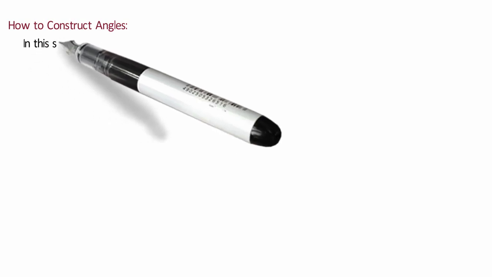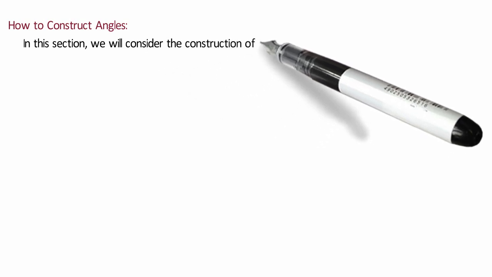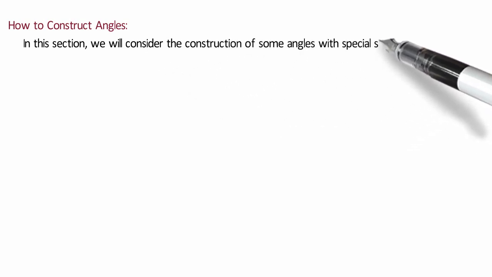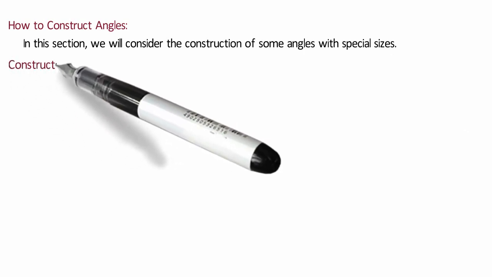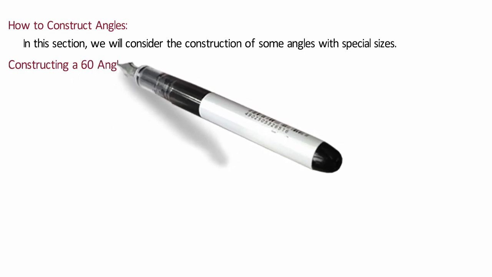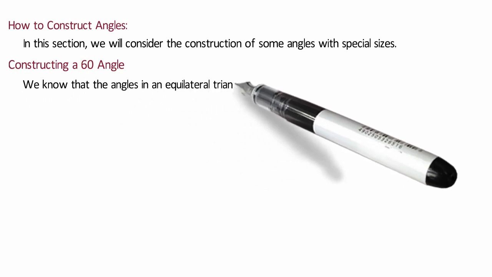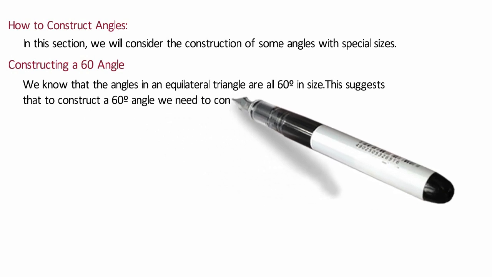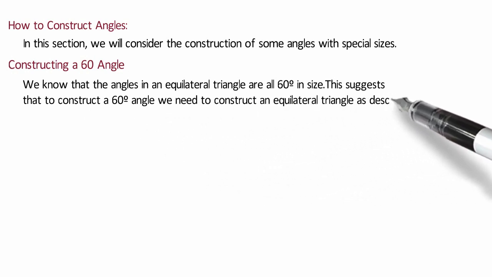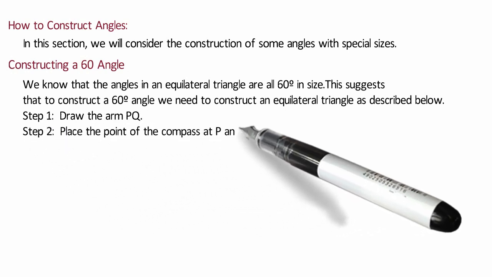How to construct angles. In this section, we will consider the construction. Constructing a 60 degrees angle. We know that the angles in an equilateral triangle are all 60 degrees in size. This suggests that to construct a 60 degrees angle we need to construct an equilateral triangle as described below.